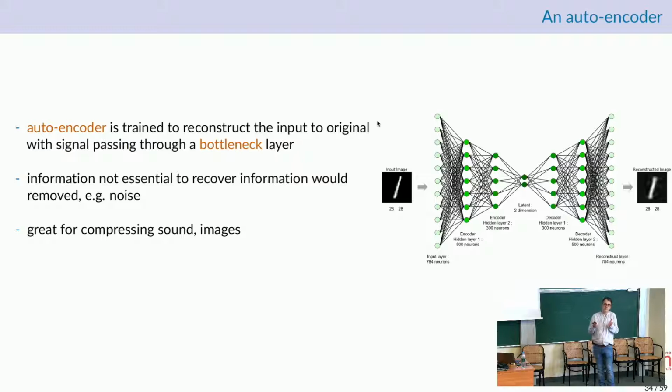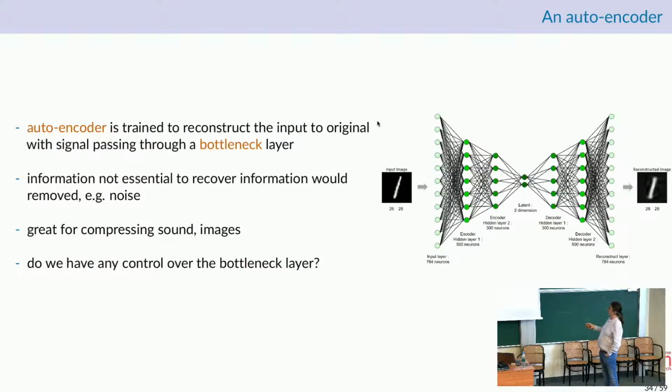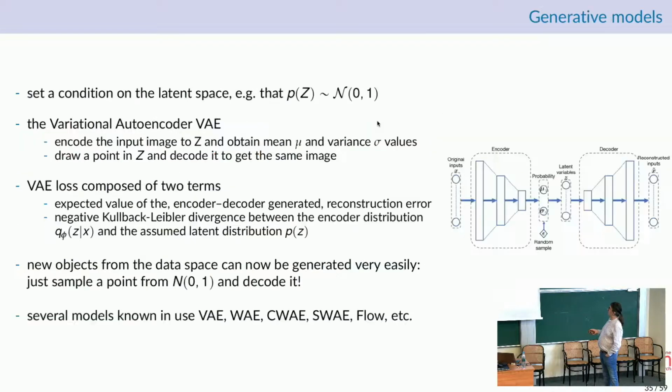This might be used, for example, for compression, for speech compression. It is being used. But then, do we have any control on the bottleneck layer? There is an idea of generative models, where the construction is almost the same, only the bottleneck layer is built such that we want the distribution of images coded from the input to be similar to some other distribution.